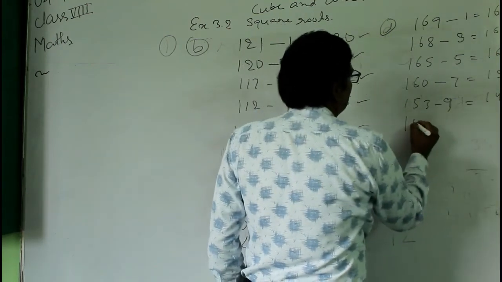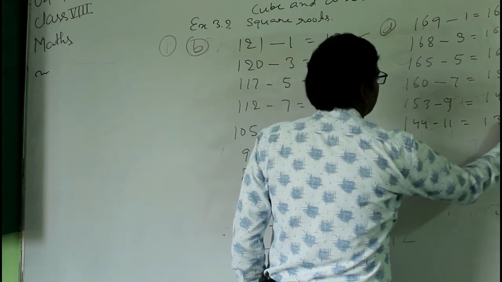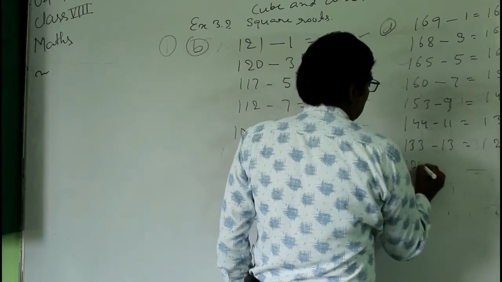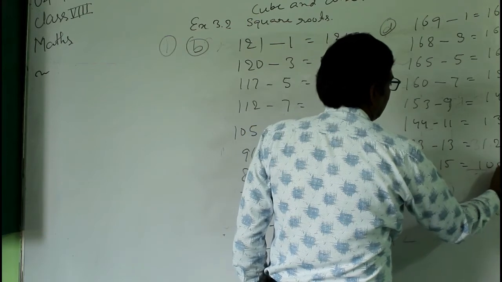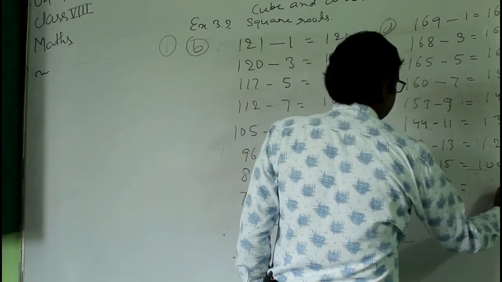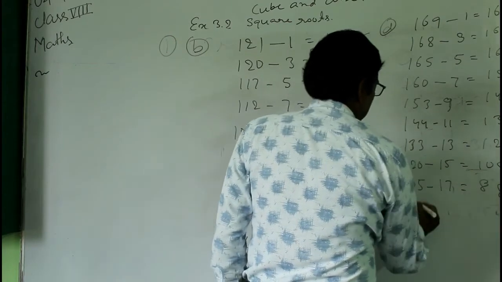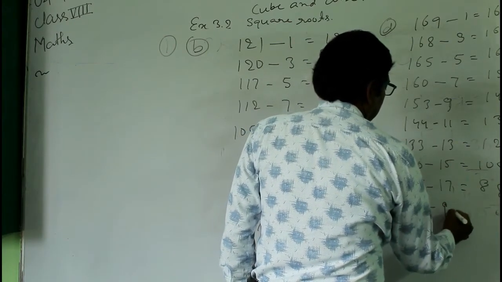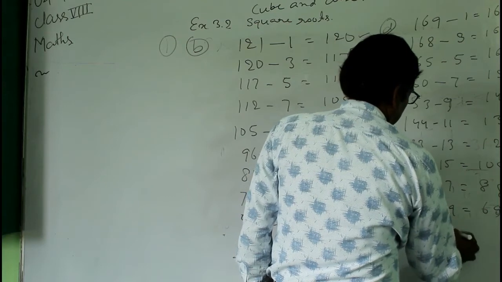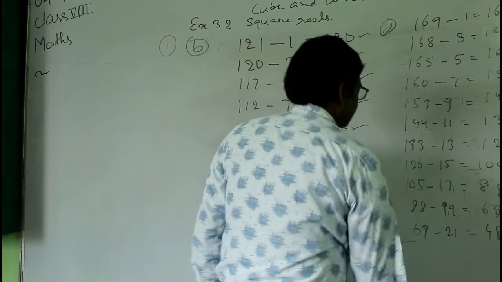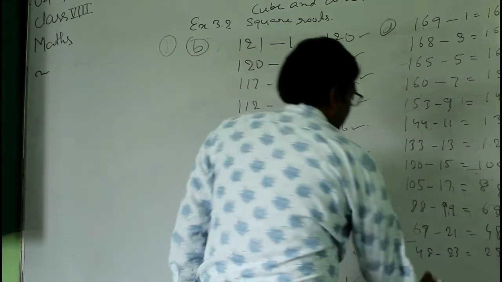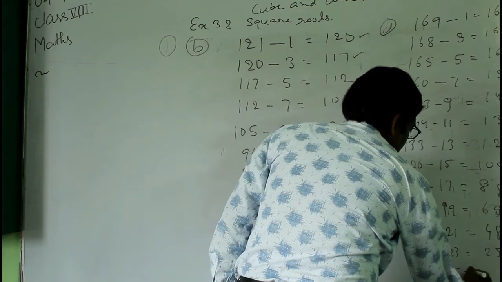Then 144 minus 11 equals 133, and 133 minus 13 equals 120, and 120 minus 15 is equal to 105. 105 minus 17 equals 88, and 88 minus 19 equals 69. 69 minus 21 equals 48, and 48 minus 23 equals 25. Then 25 minus 25 equals 0.